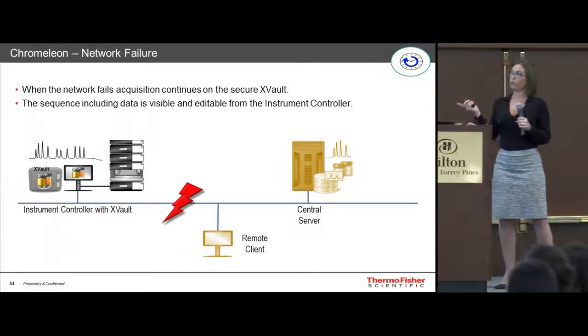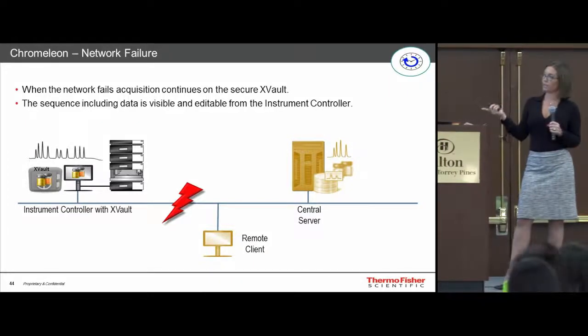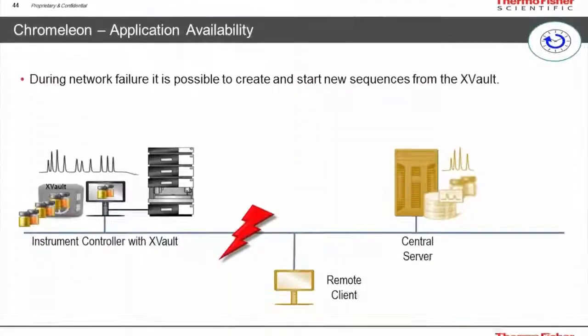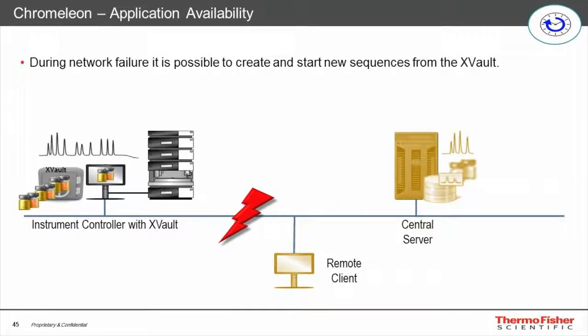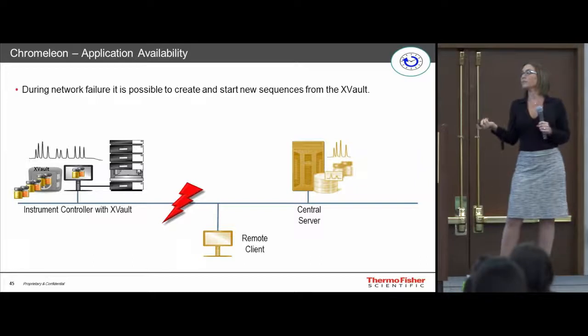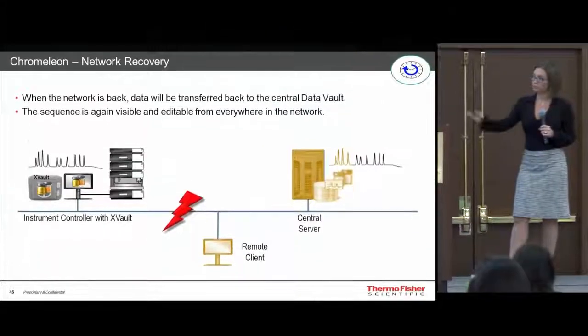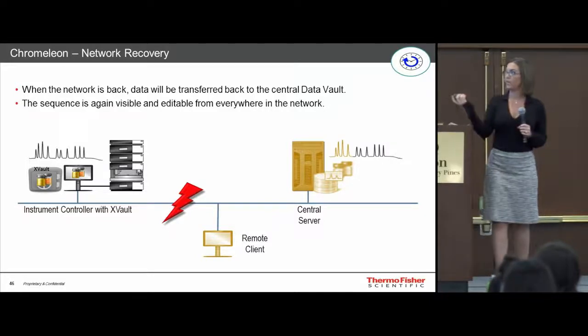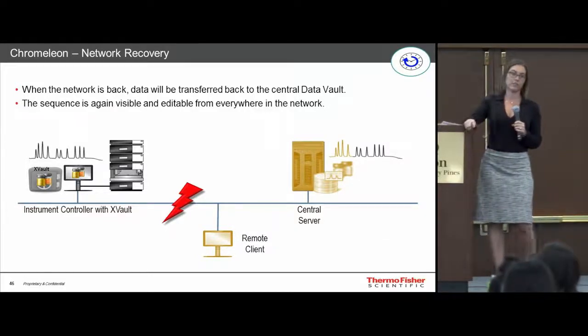Now in the event that your network fails, something happens, you can't connect to your server, you still have your local X vault, and the sequence is still there, and you can just edit it at that local workstation if you needed to. You can still start new sequences from the X vault if you can't connect to your server, because again, that license is cached locally. When the network's back up, your data goes right over to the central server, and again, your sequence is visible across the network.